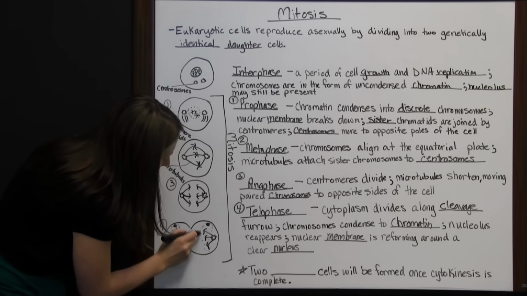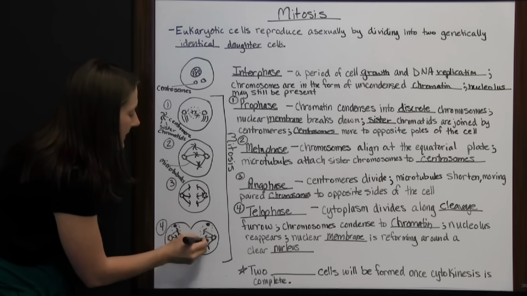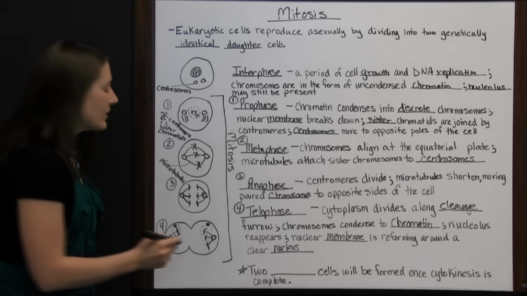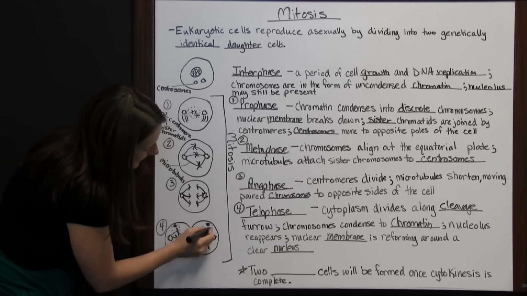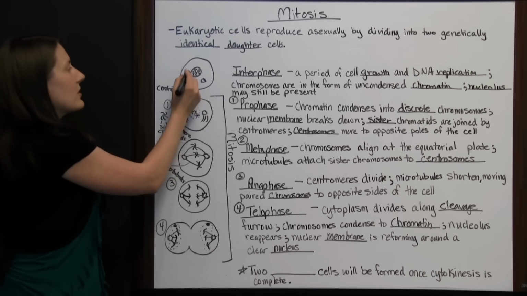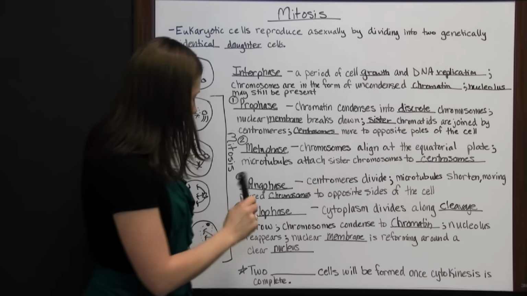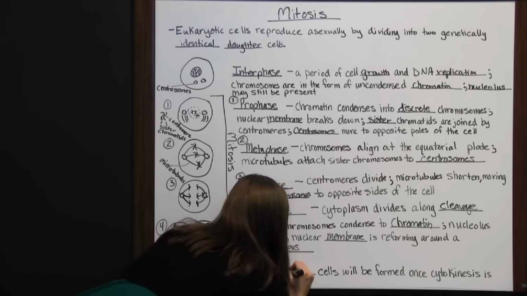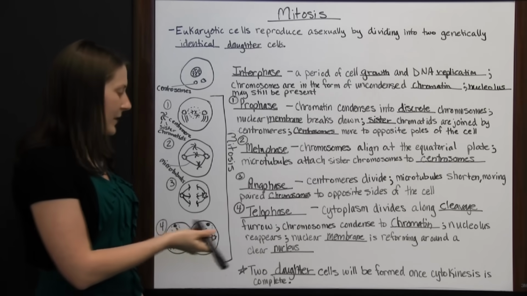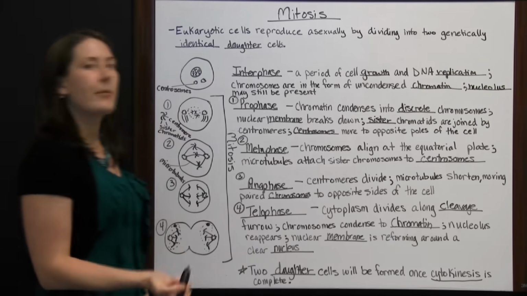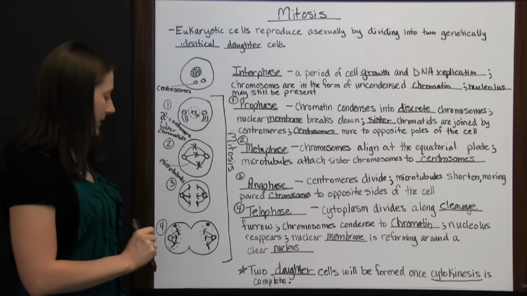So you see the nuclear membrane is forming around where your uncondensing chromosomes are, and your nucleolus has reappeared. So once these cells split off, then this is going to be a nucleus again that looks much like this, with the uncondensed chromatin and the nucleolus in the center. Two daughter cells, as we discussed at the beginning, two identical daughter cells will be formed once cytokinesis is complete. And cytokinesis is that process of the cell being cleaved in half to form two new identical daughter cells.